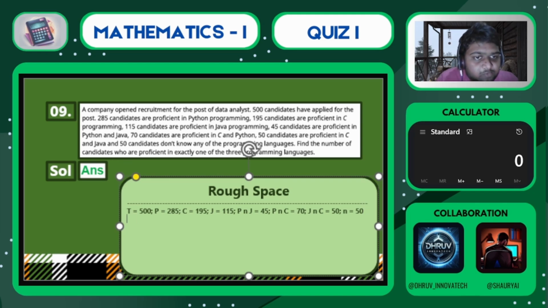So from this, we have to find those proficient in exactly one of the three. So in this, we have to find the part that is not intersected by any one of the following. One more data before we begin, that is the number of people who have proficiency in all. After that, we can find the people who are proficient in only Python, Java, and C.